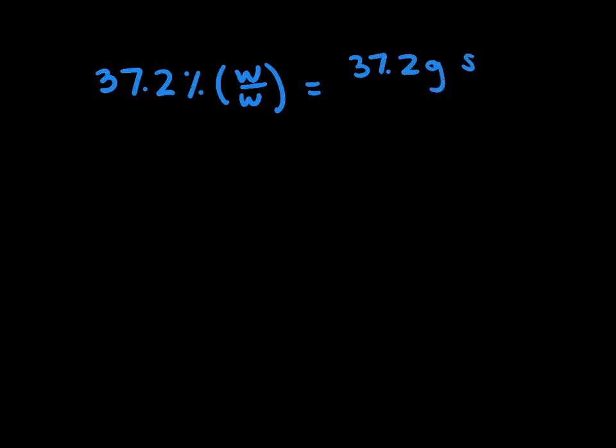Let's begin by breaking down the components of what we're given in the question. We are told that the solution is 37.2% weight per weight. This means that there are 37.2 grams of HCl, the solute, per 100 grams of the solution.